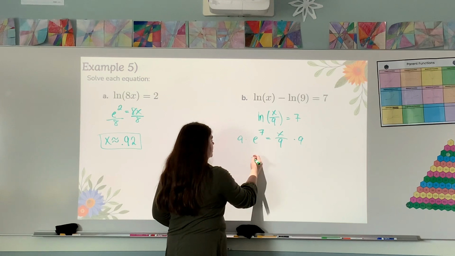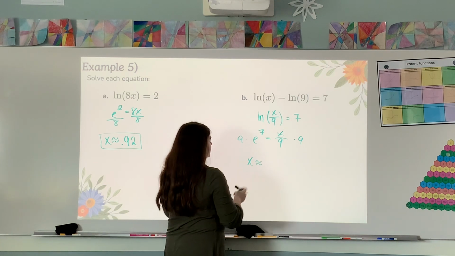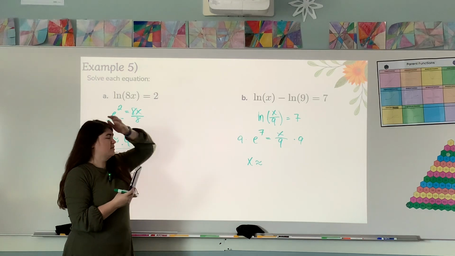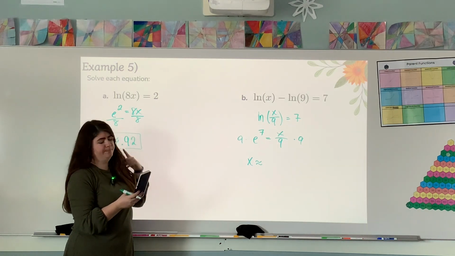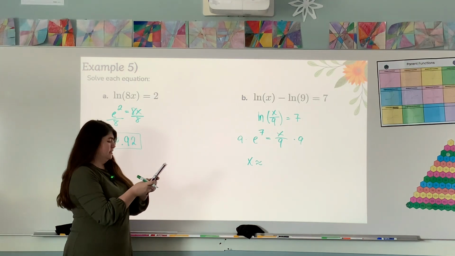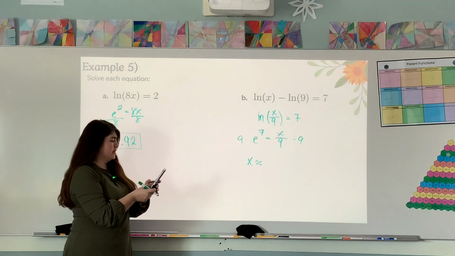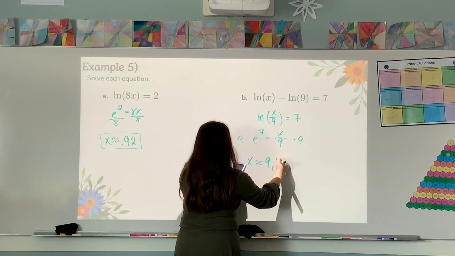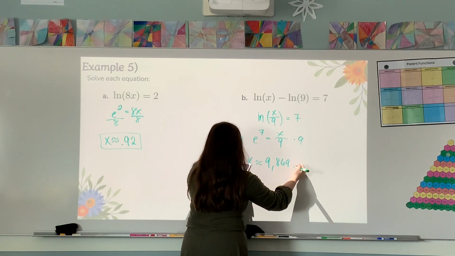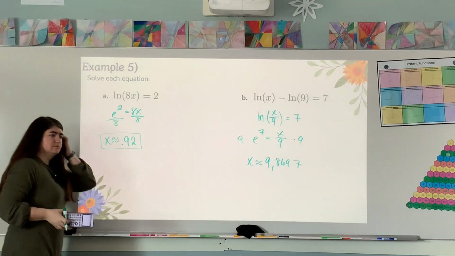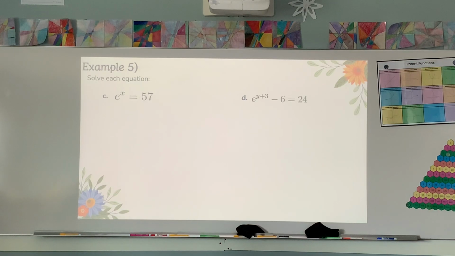So then in the calculator, we have 9 times, and I'm going to use parentheses here, although you probably don't really need to. Second natural log, e to the power of 7, and that gives me 9,869.7, approximately. We've got 2 more examples here.